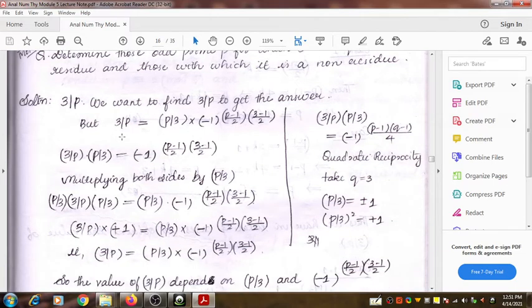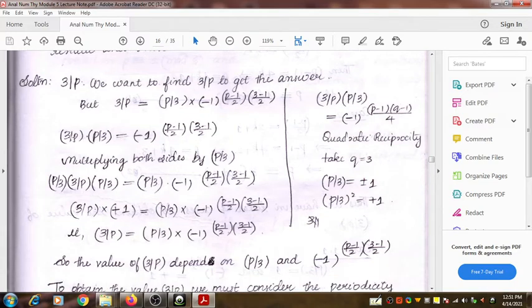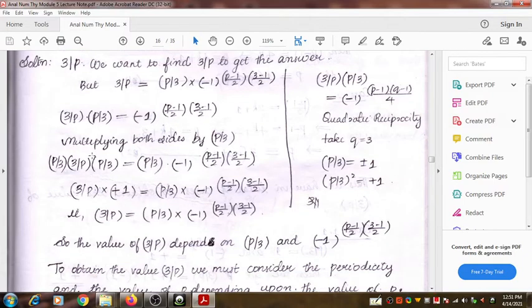So (3 bar p) equals, by applying the quadratic reciprocity law, this is the step: (3 bar p) into (p bar 3) equals minus 1 raised to (p minus 1) by 2 into (3 minus 1) by 2. Multiplying both sides by (p bar 3).